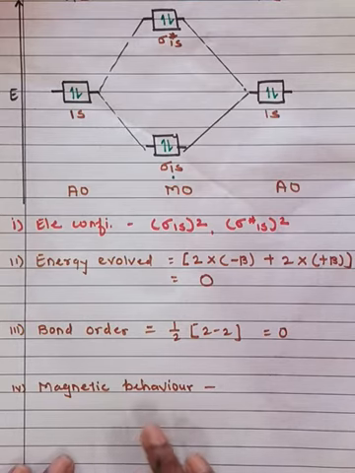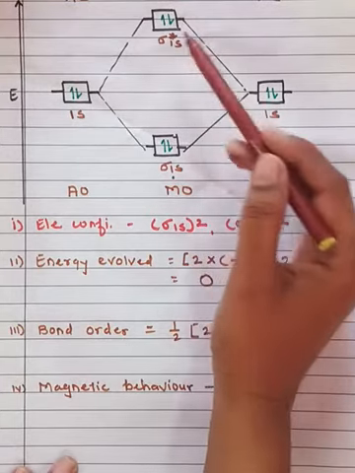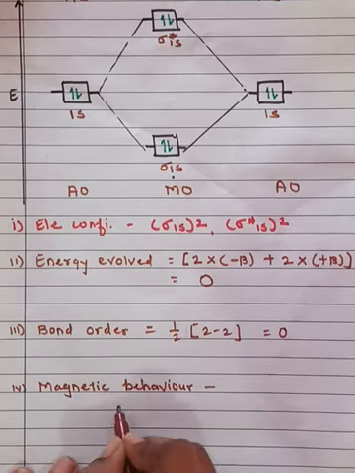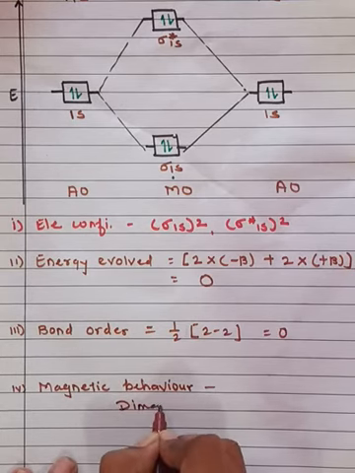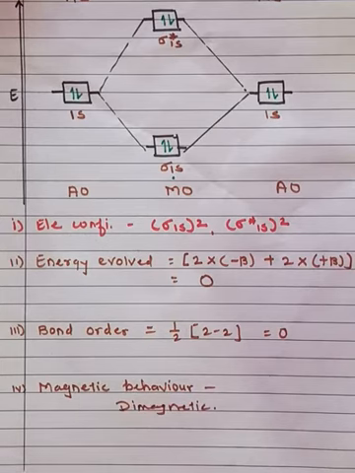And finally the magnetic behavior depends upon the last entering electrons. The last entering electrons are paired, so we can say that the magnetic behavior is diamagnetic in nature. So this is regarding the He2 molecule. Here we have seen the MO energy level diagram for the homonuclear diatomic molecules of the first row of the periodic table. Next, we will continue with the MO energy level diagram for the second row of the periodic table. Thank you.